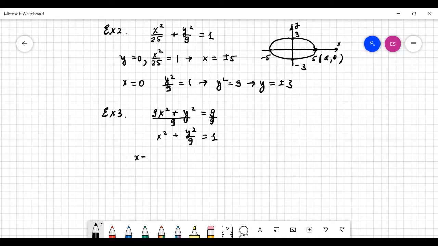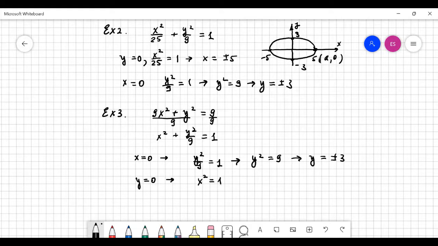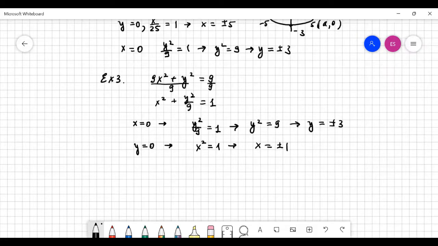So I'm going to set x equals 0. Then I'm going to have y squared over 9 equals 1, from where y squared equals 9, and from where y equals plus minus 3. So these are y-intercepts. Y equals 0 is going to give us x squared equals 1, right? If you set y equals 0, which is going to give you x equals plus minus 1, even faster. Now, let's graph all these points. Y is plus minus 3, and x is plus minus 1. I'm going to just connect them with a nice smooth line.